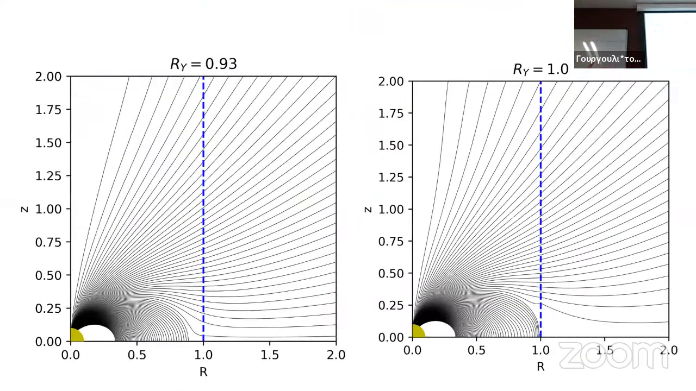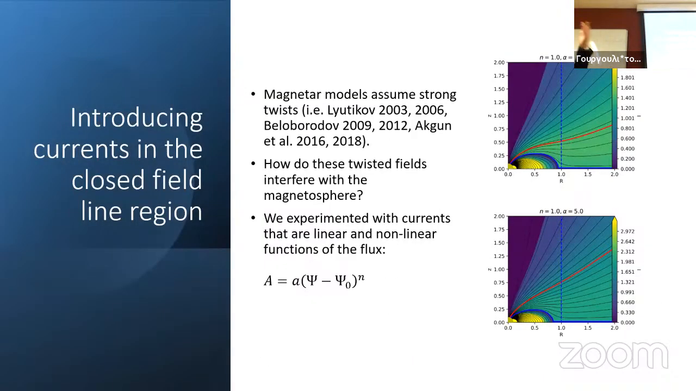So comparing the two solutions, this is the solution with the Y point at the light cylinder, and this is further in. Visually, they seem to be very similar, but actually here we have many more field lines open compared to the other case.